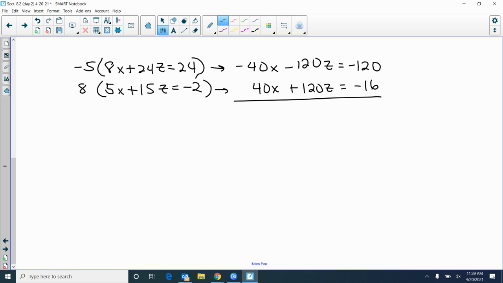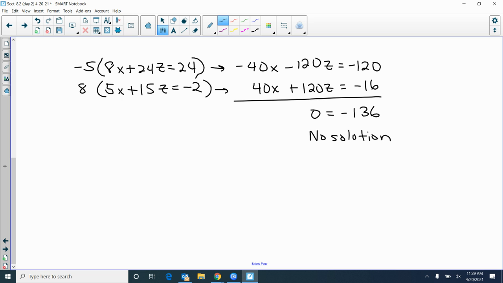All right, we're after getting rid of the x's, right? But what happened? Got rid of the x's and the z's. So what does this equal? 0 equals negative what? 136. All right, what's that mean? No solution. You got to solve it like normal. If all your variables cancel out, that gives us no solution.